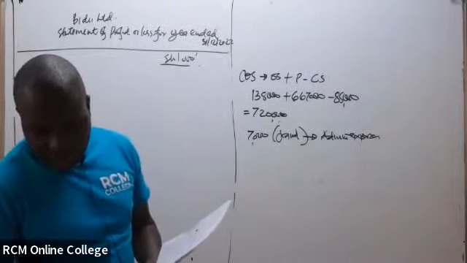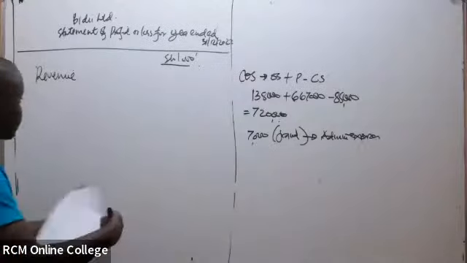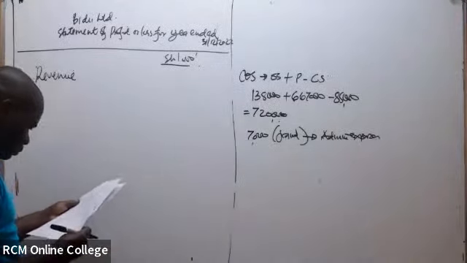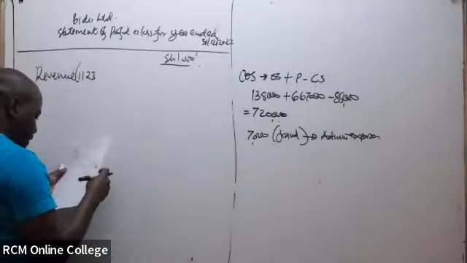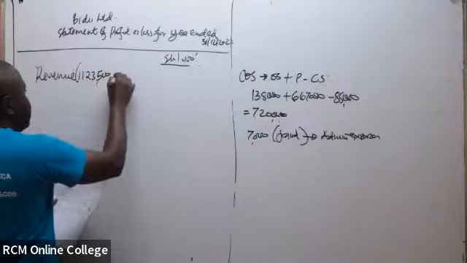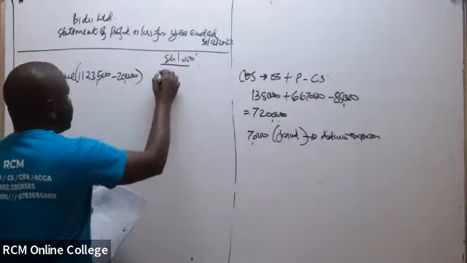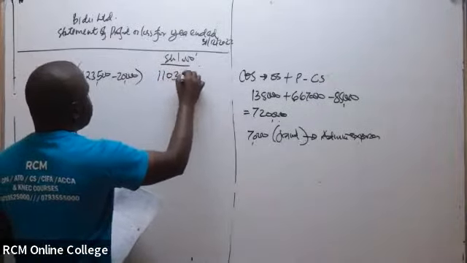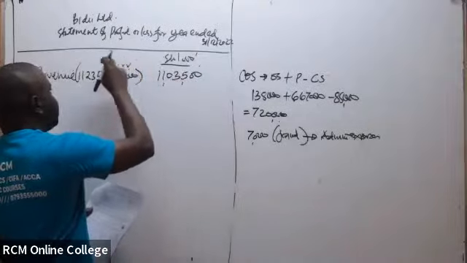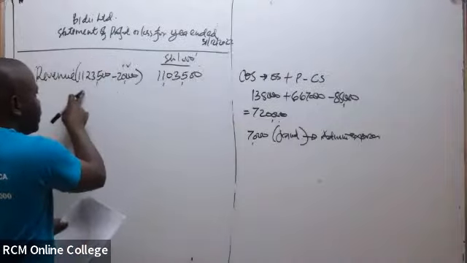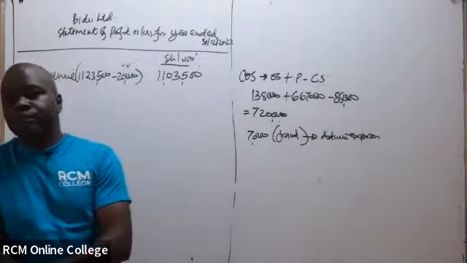So our sales will become how much? We have 1,123,500, then we minus 20 million. So you'll get 1,103,500. Remember, this one was an item of plant, and these amounts had been posted in the revenue account. Revenue here is simply the sales of the company in terms of trading activities.